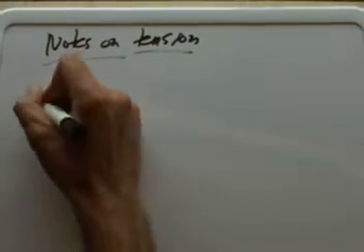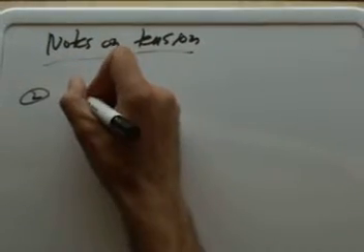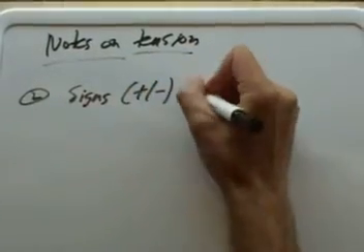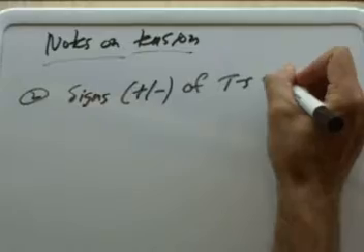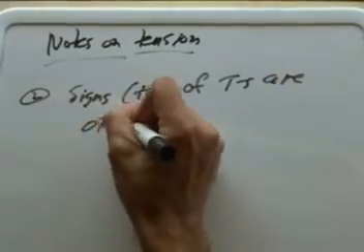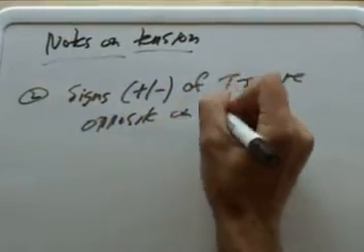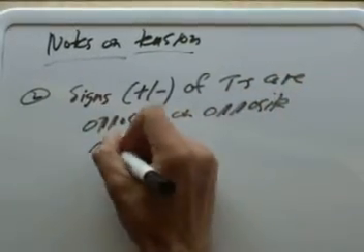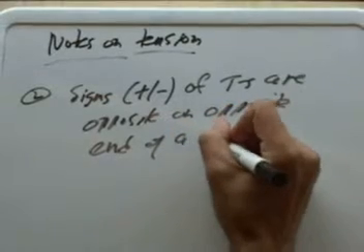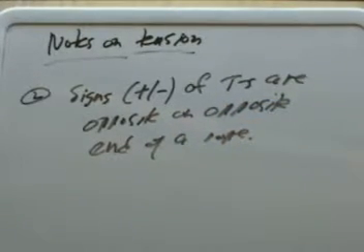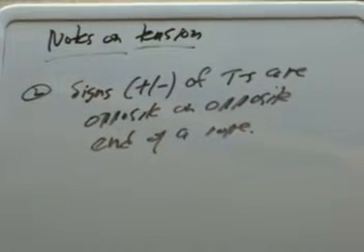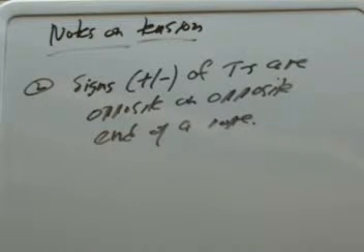Okay, point number 2 about tensions has to do with the signs. By the signs I mean positive and negative, the signs of T's are opposite on opposite ends of a rope. You have to get a sign convention in these problems because that has to do mathematically with how the sums are going to work out and eventually predicting how something's going to move.